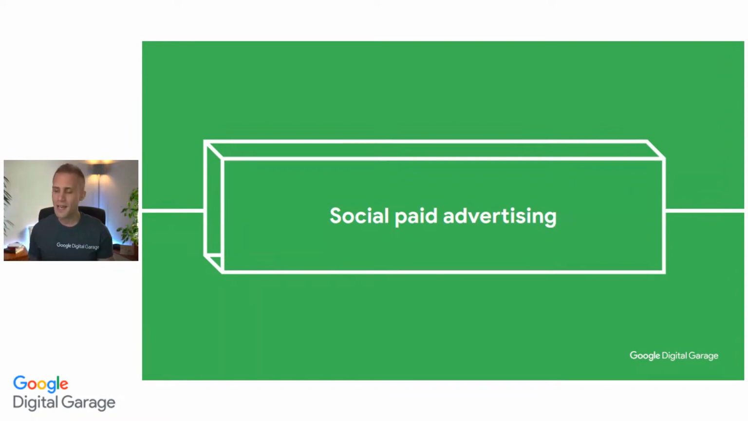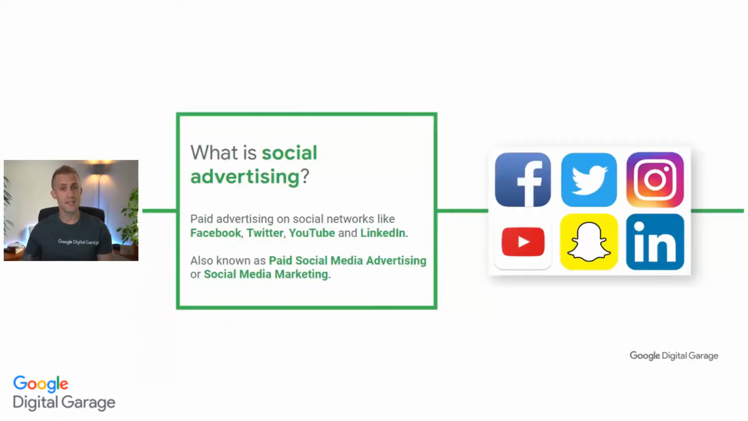But before we do, again, take a big breath in. Let's slow down the pace and think, oh, Daryl, what is social advertising? Well, as it says, it's basically paid advertisements on social networks like Facebook, Twitter, YouTube, and LinkedIn. Now, we're currently on YouTube right now. Hopefully, you don't see too many adverts at the moment, but it could be an opportunity. YouTube is a great place to advertise. Then also known as paid social media or social media marketing.